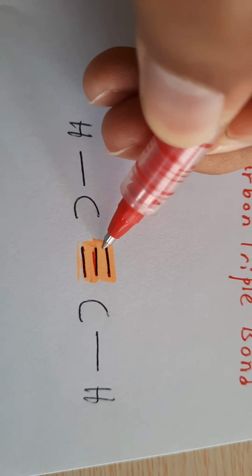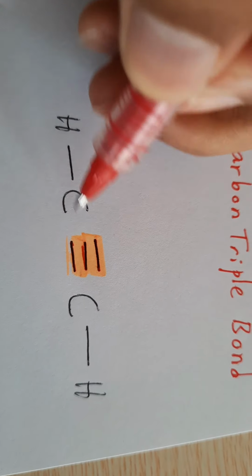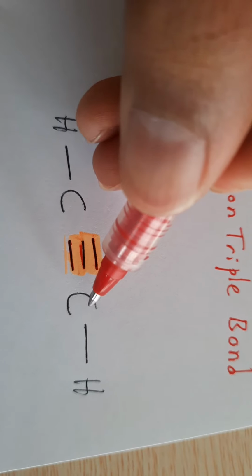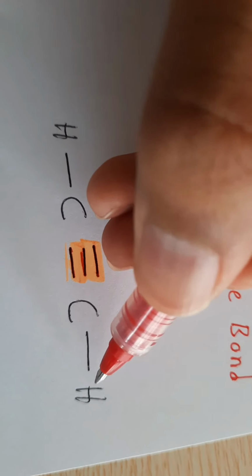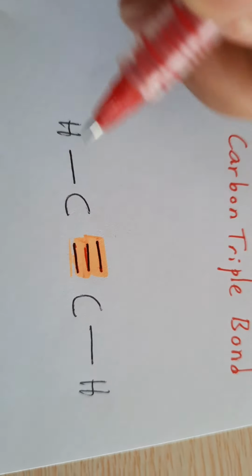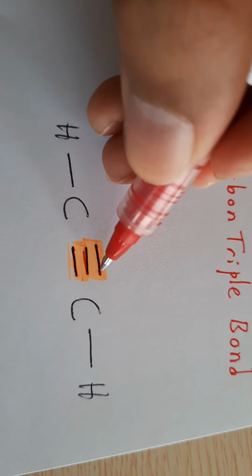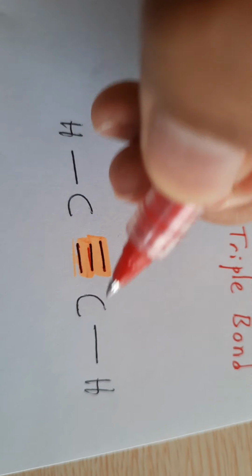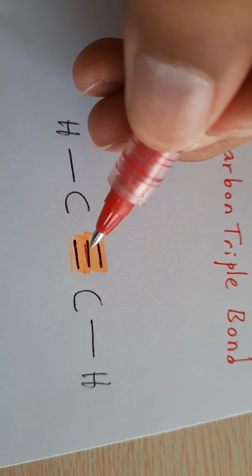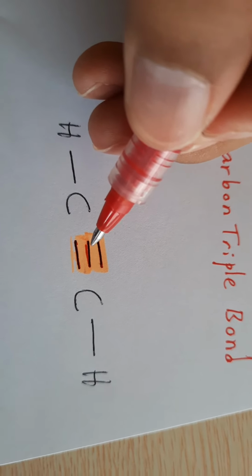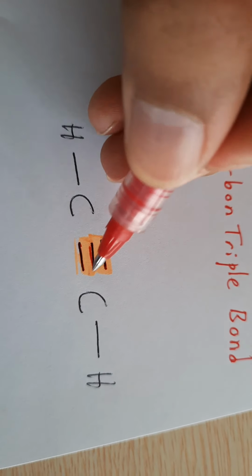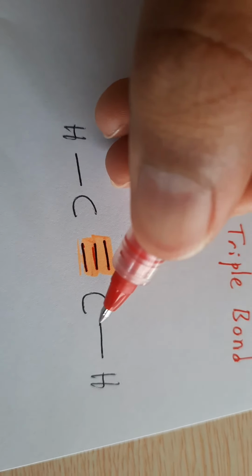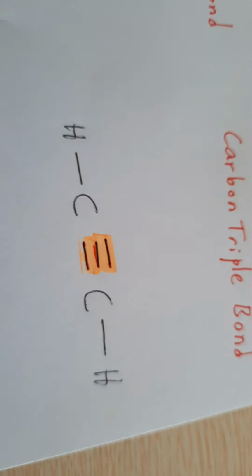1, 2, 3 triple bonds between this carbon and this carbon, and so only one hydrogen atom can be related to this side. Only one hydrogen atom. 1, 2, 3, 4. Only 4 atoms in total can be related to this carbon. 3 of them are with the other carbon, and only 1 is with that hydrogen.